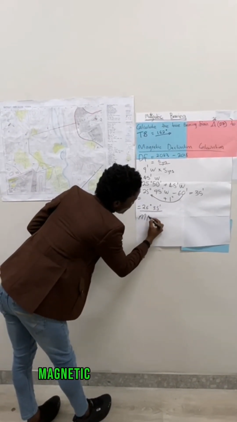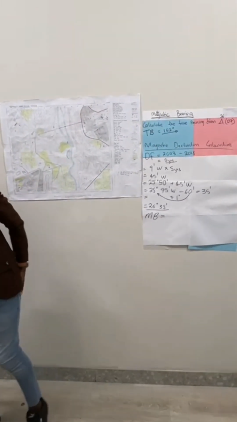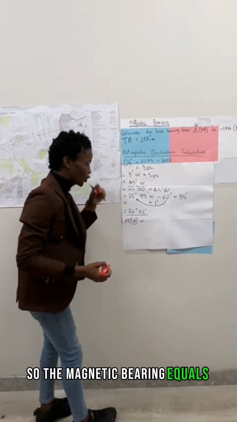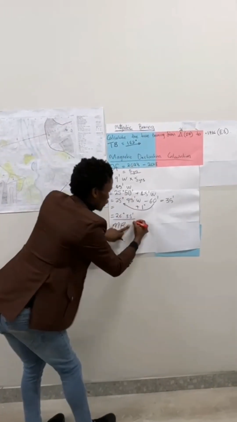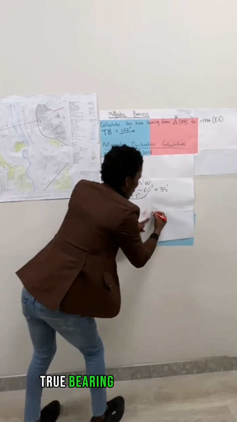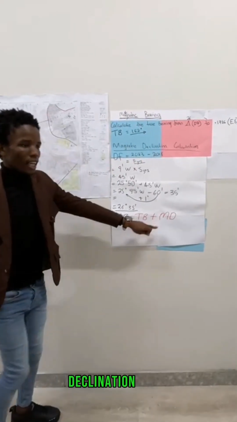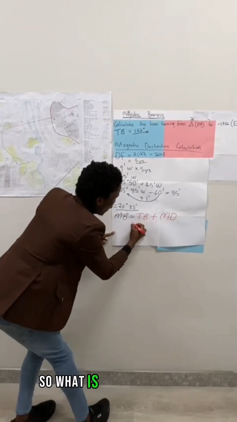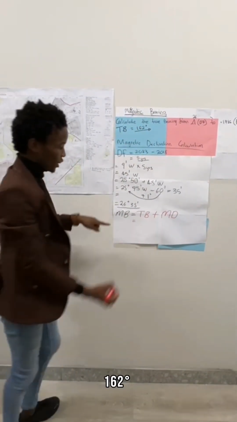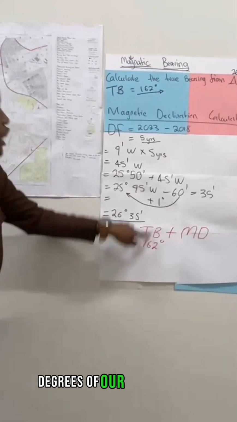So let's write down the formula for calculating the magnetic bearing. Magnetic bearing equals true bearing plus magnetic declination. Right. So what is our true bearing? We have calculated it before. It's 162 degrees. We write 162 degrees as our true bearing.